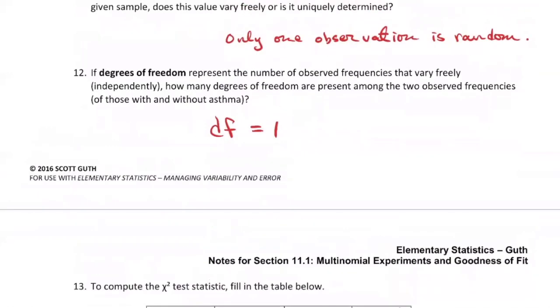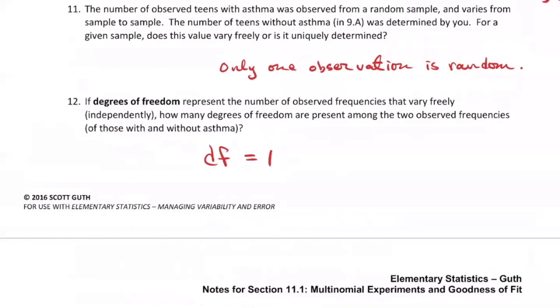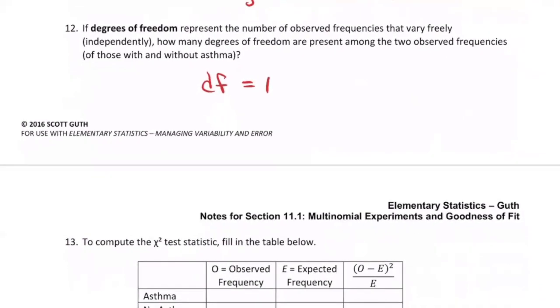In a chi-square test, the degrees of freedom is always the number of categories minus 1. Here there are 2 categories. I only need to be told one of them because I know that the total has to add up to 400. If there are 10 categories, then you have to tell me 9, and then I'll know the 10th. So it'll be the number of categories minus 1 for the degrees of freedom. Any questions about that?